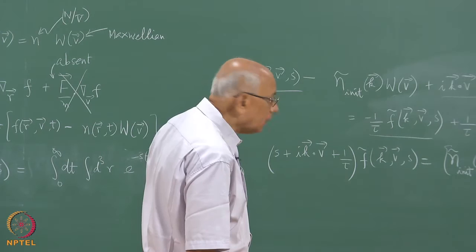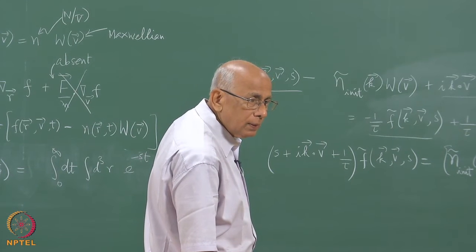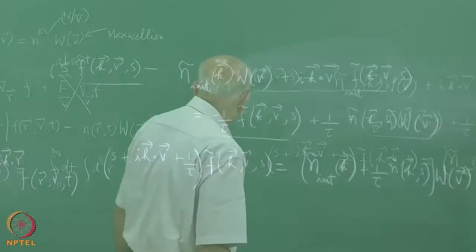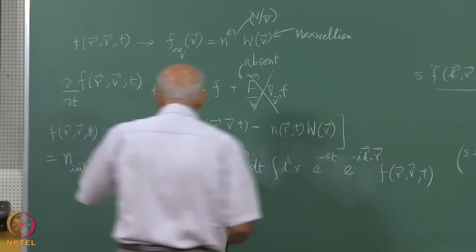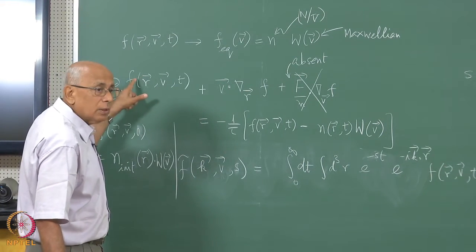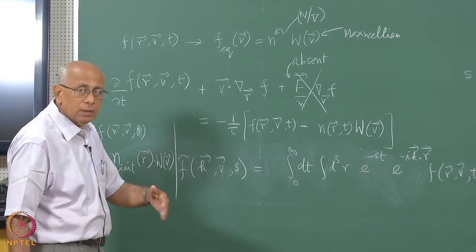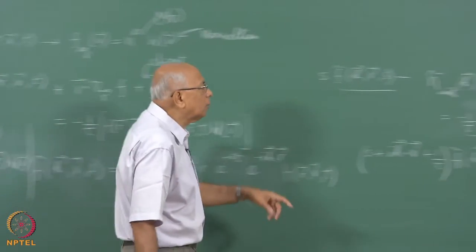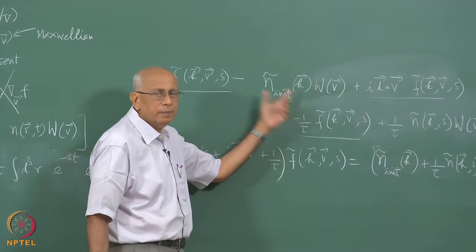Shouldn't there be a what? But we are finding the Laplace transform of the derivative, the time derivative. So it is the transform of this function minus the value of the function in time at t equal to 0, which is all I have written. But then I did a Fourier transform in space.